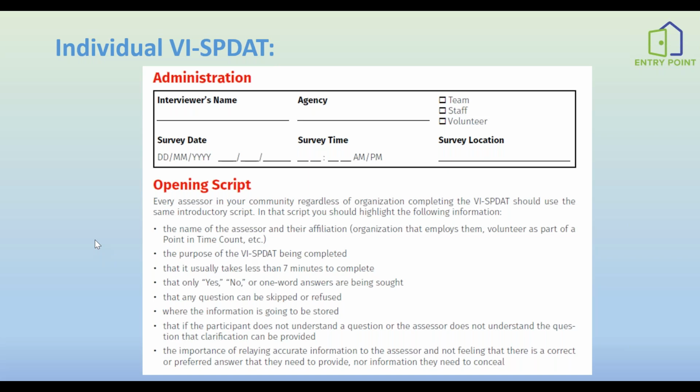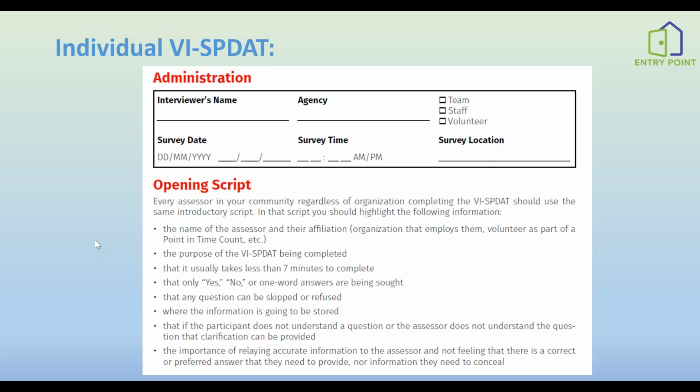It's important to explain to people why we're doing the VI SPDAT, give them a rationale for this part of the process, and recognize that it usually takes less than 7 minutes to complete the VI SPDAT. If I'm taking longer than that, it's because I'm probably doing it wrong. And the main way that I do it wrong and take longer is if I ignore this next bit. The VI SPDAT is designed so that a client can provide only yes, no, or one-word answers to answer all of the questions.